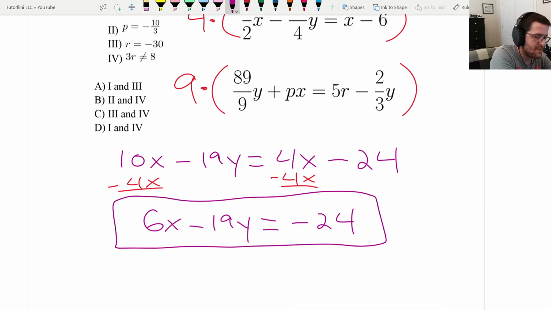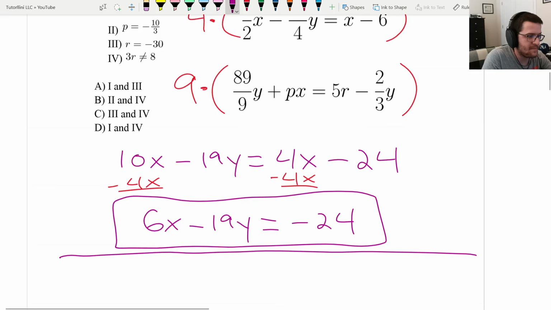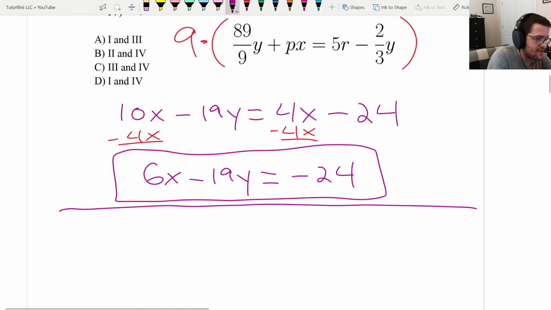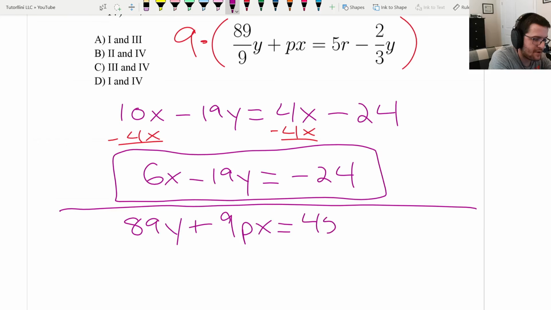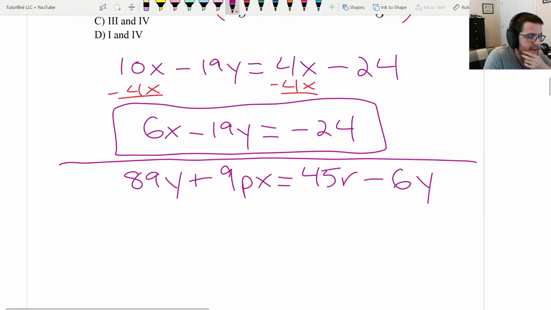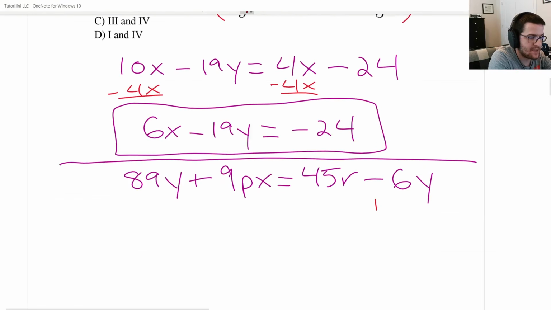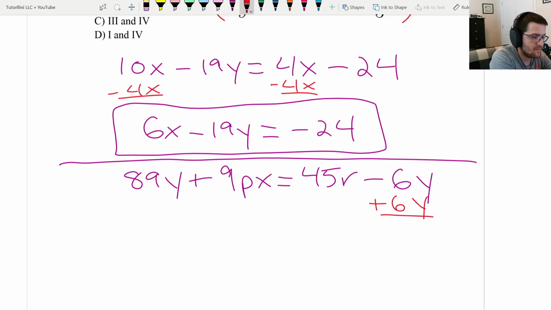I'm going to just put a box around that. That's looking pretty good. Now let's do the second one. So 9, those cancel out, so we get 89y plus 9px equals 9 times 5, 45r. 9 divided by 3 is 3, 3 times 2 is 6, so 6y. And now we're going to add 6y to both sides, which should give us 95y.